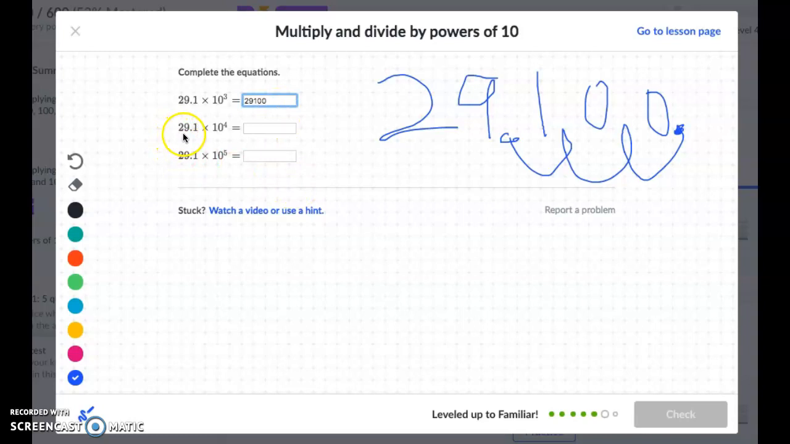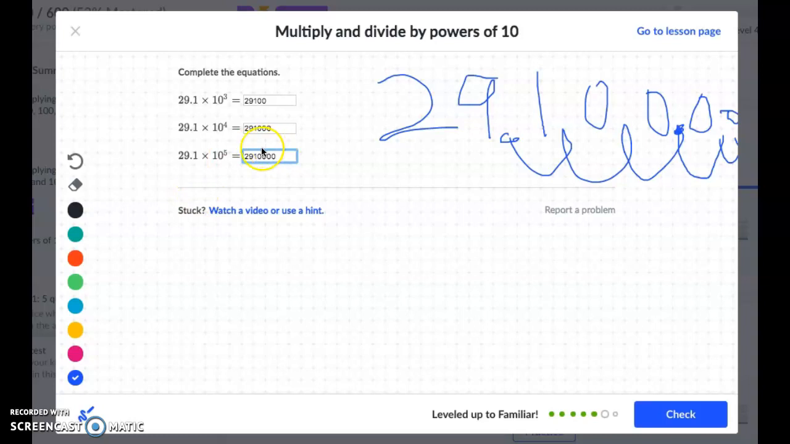Then 29.1 times 10 to the 4th, so that's the same thing, 29.1. I'm going to move it 4 times. So 1, 2, 3, and then I have to move it a 4th time, so I'm going to have to add another 0 on. Some of you might notice we're really just adding another 0 on because I'm taking that decimal and shifting it again. So I'm adding a 0 here. So 291, 1, 2, 3, 4.